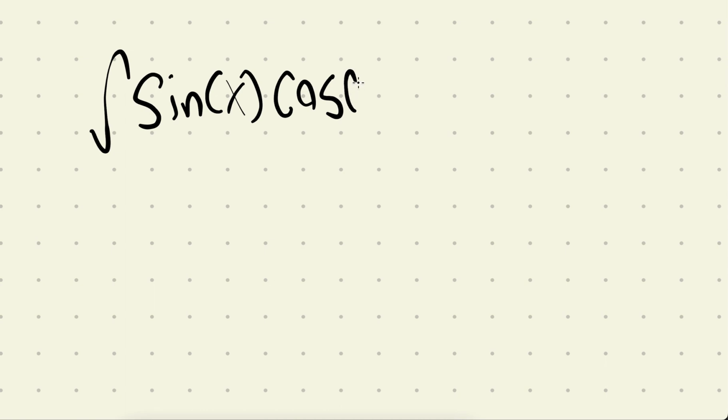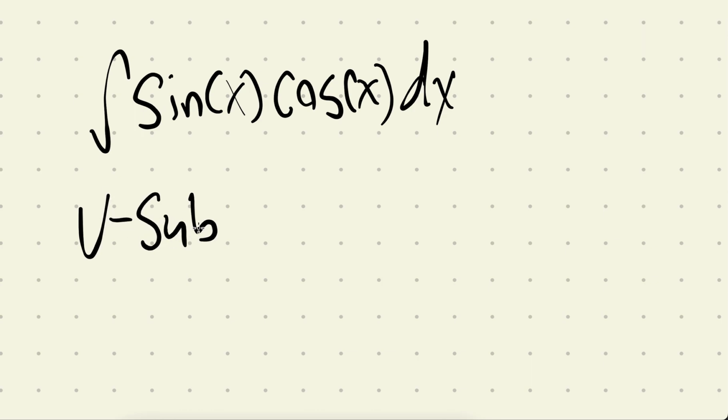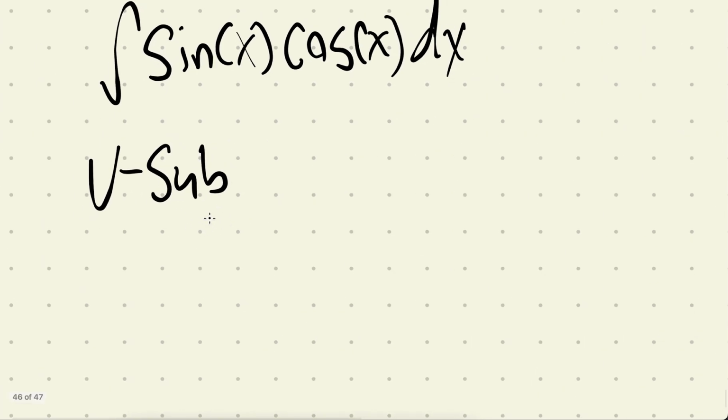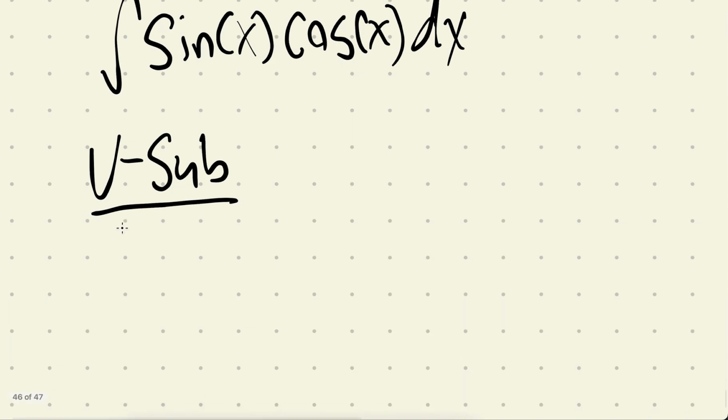Alright, so we're asked to find the integral of sine x cosine x dx. So the first thing that we have to look for is what process do we want to use, and the easiest thing in my opinion is to use u substitution. You can use different processes, but I think this is the easiest.